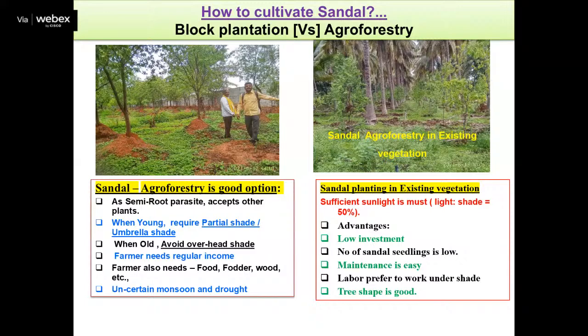And there is also one more possibility. Some farmers already have existing mango, coconut groves or some other plantation. In that also we can introduce sandal as enrichment planting, so that way also we can cultivate sandal. By introducing sandal into the existing plantation, we can reduce the cost of cultivation, because the host is already readily available, so the cost of host plant management and establishment will be avoided.